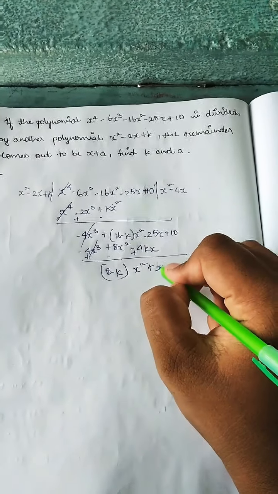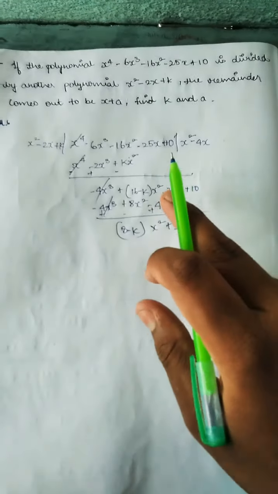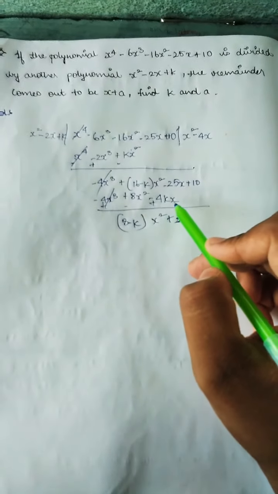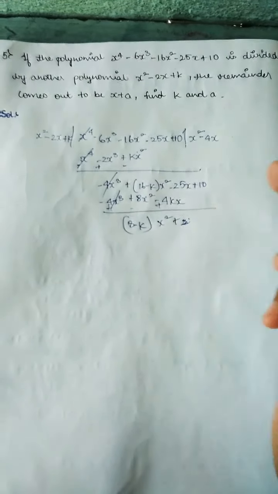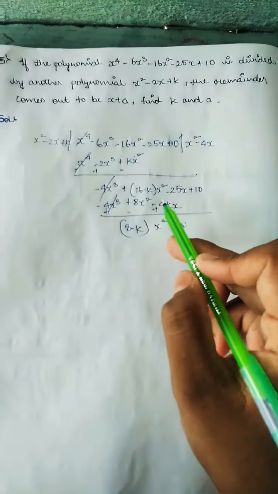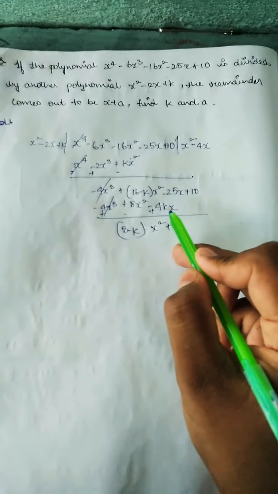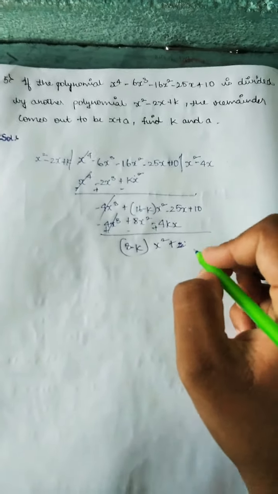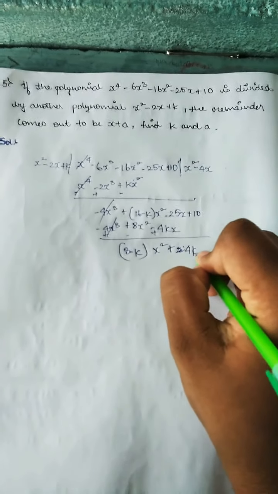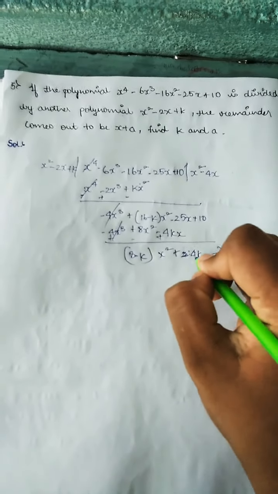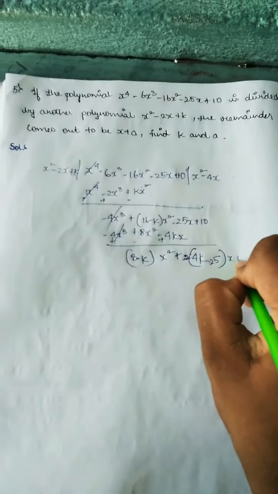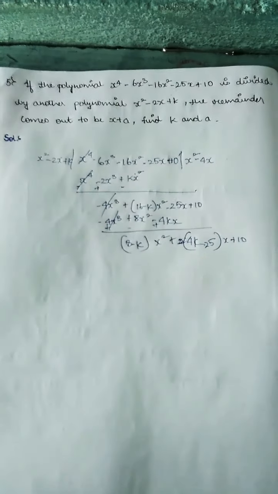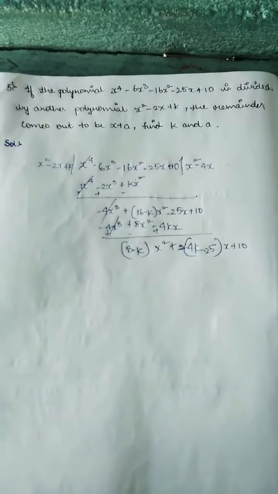Here we see the kx term and here only the x term, so we write both side by side. The common term is x, so we take it out and write the remaining as it is. So here 4k minus 25 whole of x, and plus 10 as it is.